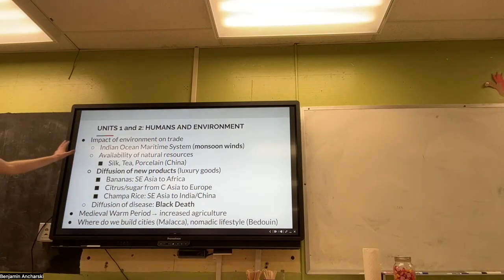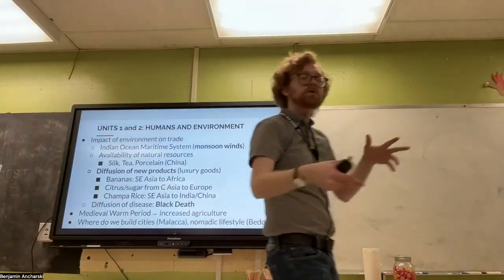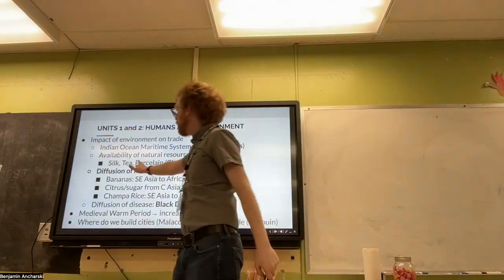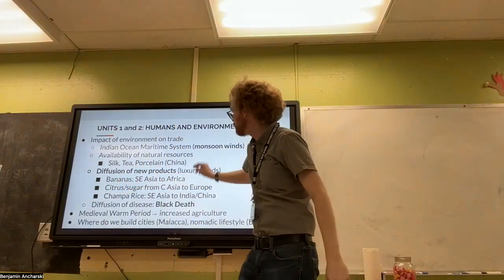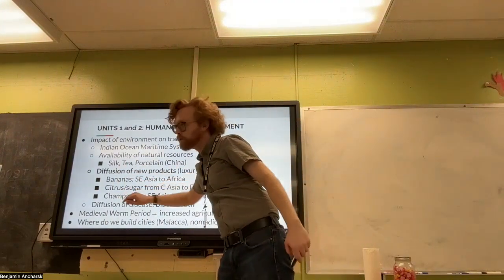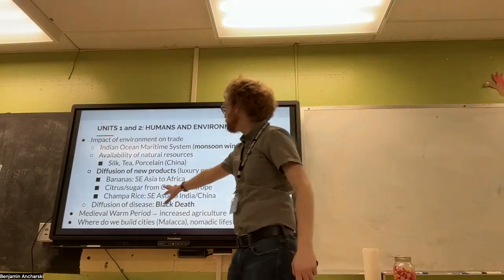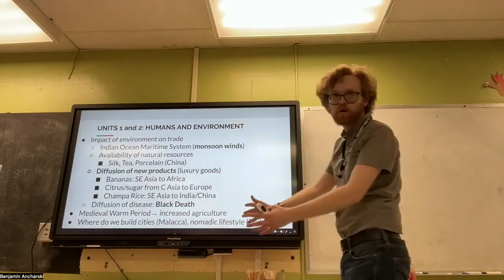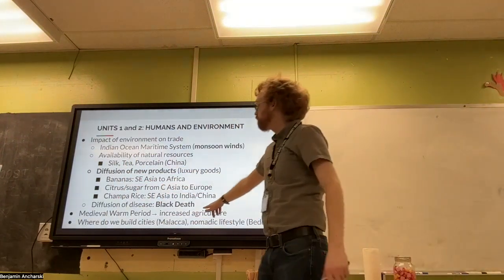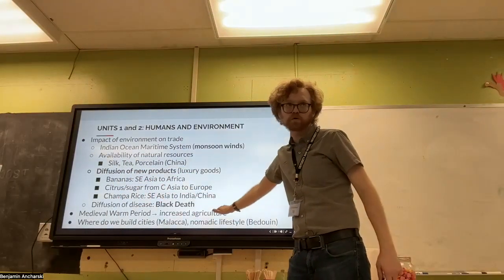All right. Another big thing is going to be the diffusion of new products, of agricultural products that spread because of trade. These are some examples of that. Not just luxury goods, not just goods that cost money, but also agricultural products, things that we might not consider as valuable. But bananas are going to become a big aspect of cultures in Africa, citrus and sugar from Central Asia going to Europe. And then on the terms review, you have Champa rice. Champa rice is very significant because this new strain of rice is going to greatly increase agricultural yields. And that relates to another point about the environment, the impact on agriculture.